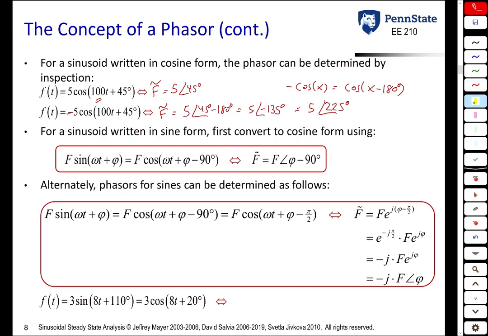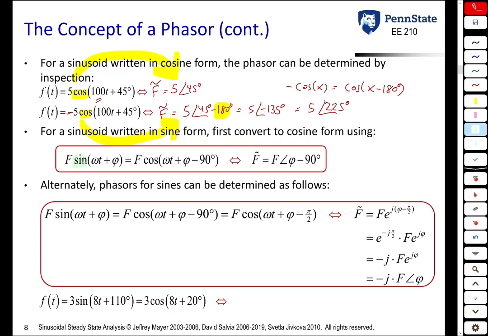So that's what you do if it is a cosine. If it's a positive cosine, you get it directly. If it's a negative cosine, you do have to take into account the negative sign with a 180 degree phase shift. But what if you have a sine?